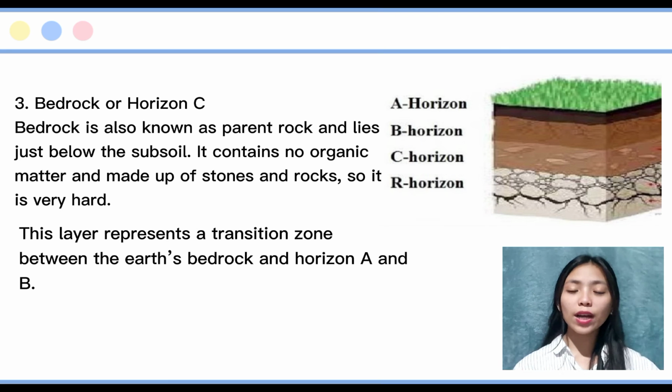Third is the Horizon C or bedrock. It is also known as parent rock and lies just below the subsoil. It contains no organic matter and it is made up of stones and rocks, so it is very hard. This layer represents a transition zone between Earth's bedrock and the Horizon A and B.